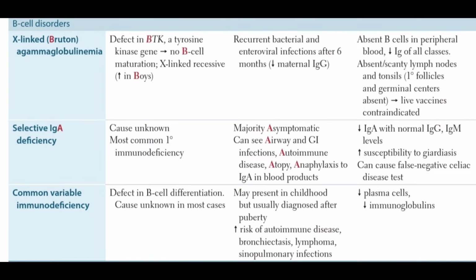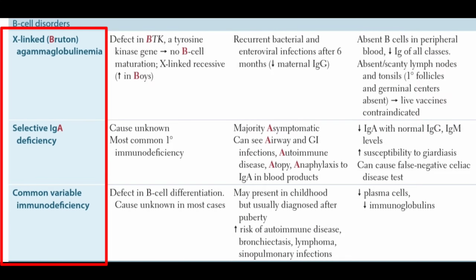So now we are going to discuss the various diseases that occur due to the B cell disorder. These are the various immunodeficiencies that occur due to B cell disorder. Those are X-linked agammaglobulinemia, which is also known as Bruton agammaglobulinemia, selective IgA deficiency, or common variable immunodeficiency. These are the three diseases that occur due to the B cell disorder. Those are the immunodeficiencies that occur due to B cell disorders.